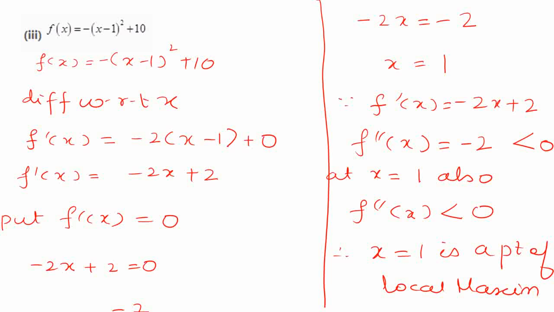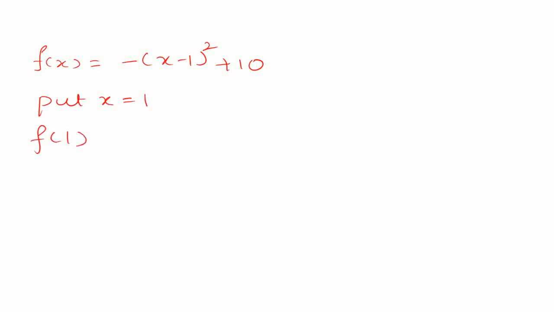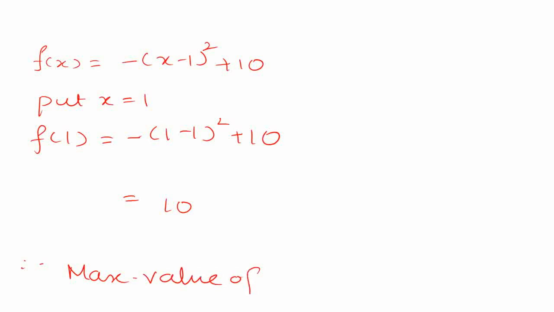So now we will substitute x equal to 1 in the function to get the maximum value of the function. So f of x is minus of (x minus 1) square plus 10. Put x equal to 1. So f of 1 will be minus (1 minus 1) square plus 10. So this bracket will give 0. Answer will be 10. So therefore the maximum value of the function, we can write, is 10.